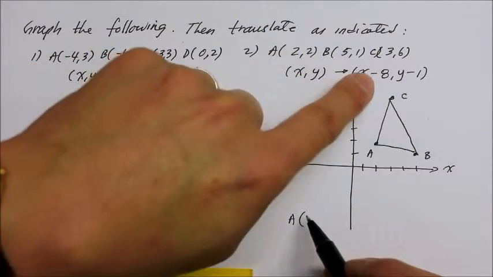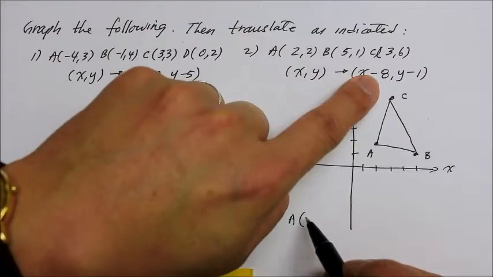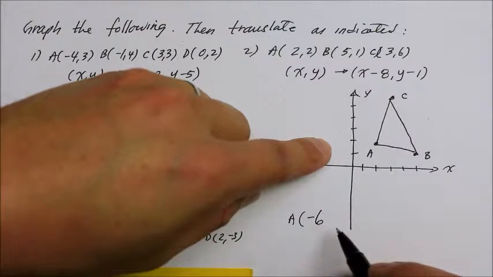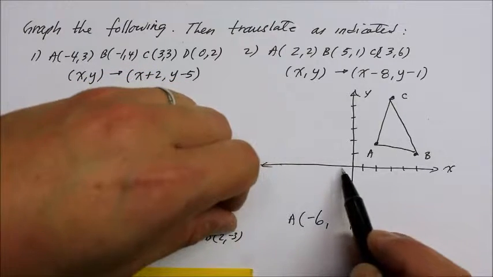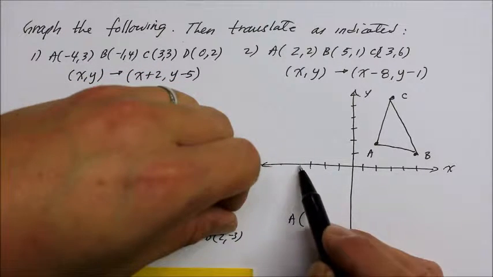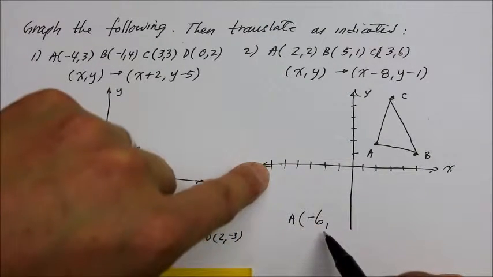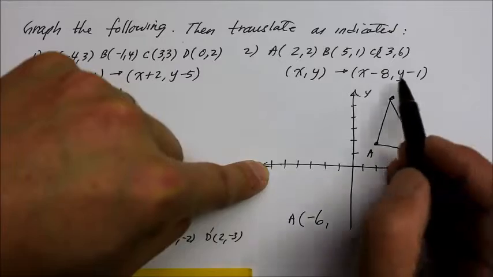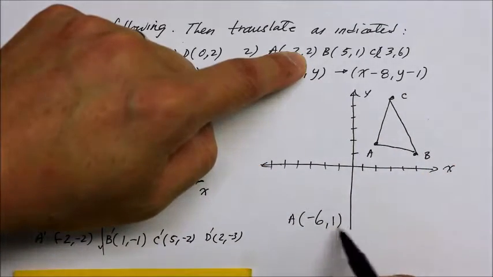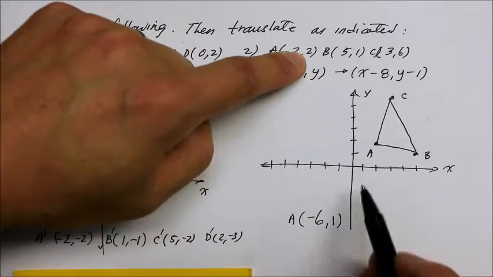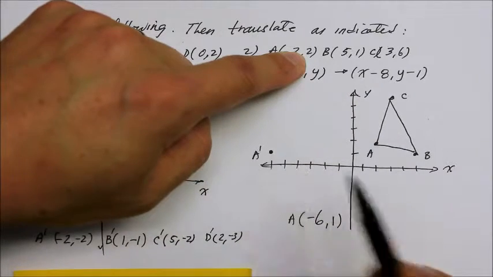2 minus 8, just subtract the 8. So if you have $2 in the bank, take out $8, you will still owe the bank $6. So 1, 2, 3, 4, 5, 6. I should give myself more space, but there I am. And the y, the 2 minus the 1, it's going to be just 1. So the new coordinate is -6 and 1 right there. There's the A prime, new location.